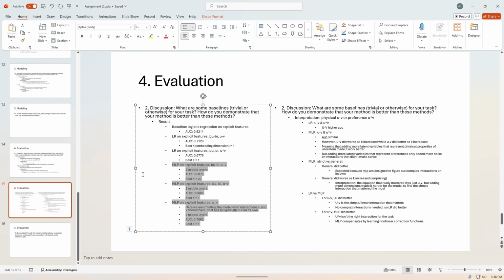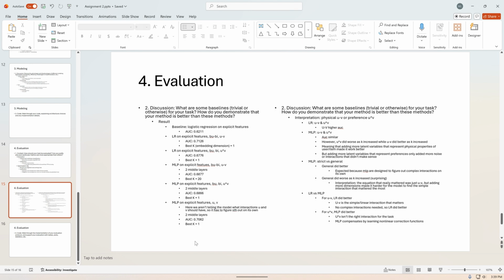And we had 3 MLP models. For 2 of them we explicitly told it to consider U minus V and U times V. So we had 2 middle layers. The result was 0.6877 and 0.6866. Pretty similar. But then for U minus V, the best dimension was 20, for U times V, the best dimension was 1. And then we had one final MLP model, but we didn't tell it anything. We just gave it the embeddings, and we're going to see if it can figure something out on its own. So again, we had 2 middle layers. The result was slightly better, 0.7082. The best dimension was 1. So here are my interpretation of the results.